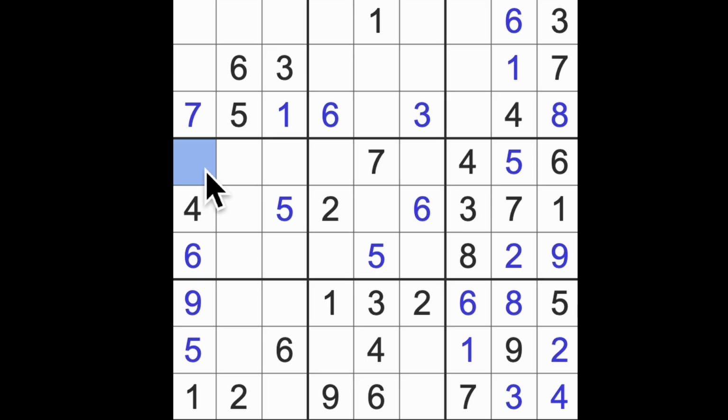So this is not 2 or 8. This has got to be a 3. Oh yeah, I remember now. 3 across here, 3 down here, 3 across there. There's our 3. Can't be many more threes to get. 3 blocking down here and across there.